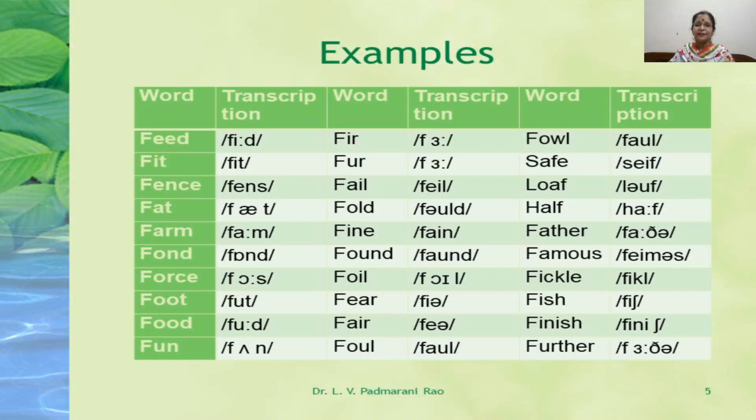H-A-L-F, half. F-A-T-H-E-R, father. F-A-M-O-U-S, famous, diphthong is used there. F-I-C-K-L-E, fickle. F-I-S-H, fish. F-I-N-I-S-H, finish. F-U-R-T-H-E-R, further. That's right. Repeat the slide and pronounce it for more than two times for a good practice of it.